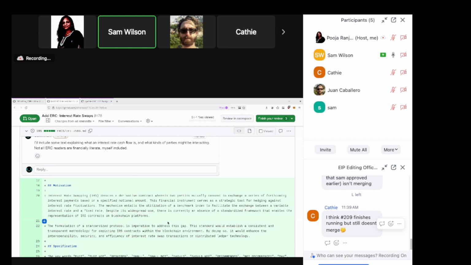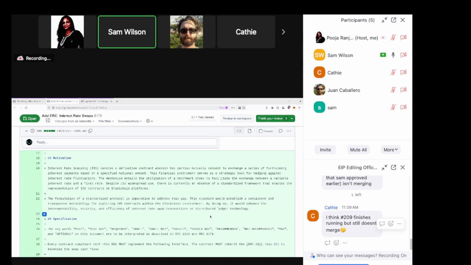Interest rate swapping denotes a derivative contract wherein two parties mutually consent to exchange a series of forthcoming interest payments on a specified notional amount. This financial instrument serves as a strategic tool for hedging against interest rate fluctuations. The mechanism entails the utilization of a benchmark index to facilitate the exchange between a variable interest rate and a fixed interest rate. Despite its widespread use, there is currently an absence of a standardization framework that enables the representation of IRS contracts on blockchain platforms. That's great. Perfect. Formation of a standardized protocol is imperative to address this gap.